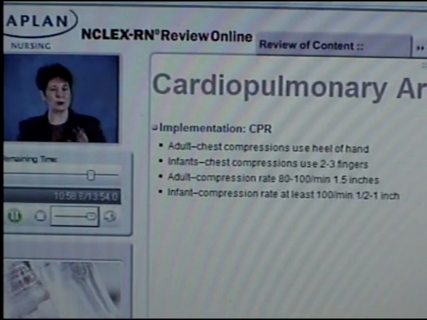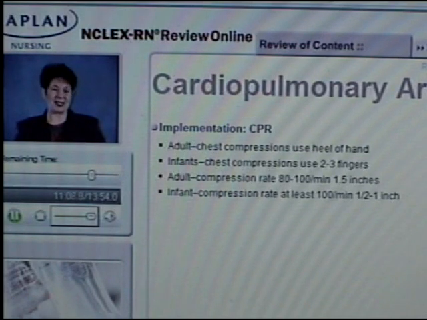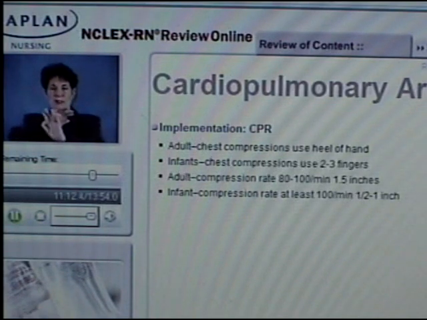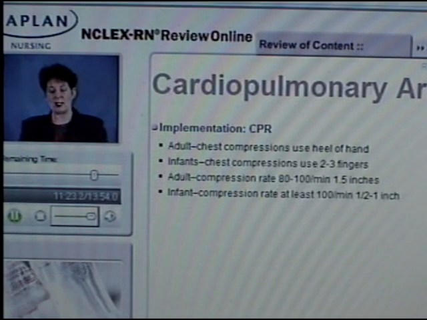In an adult, you are looking to compress the sternum about 1.5 inches at a rate of 80 to 100 compressions per minute. So again, it's a certain depth. You wouldn't just barely touch them, but you're also not looking to break their ribs or provide injury. So you want to provide chest compressions to depress the sternum 1.5 inches at a rate of 80 to 100 for an adult. With an infant, you want to use 2 or 3 fingers to compress the chest 1/2 inch to 1 inch, and the rate is 100 per minute.